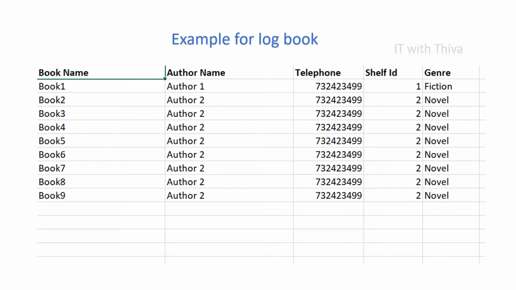This is a simple example of a logbook. In here, we have to write the book name, author name, telephone, shelf ID and genre.